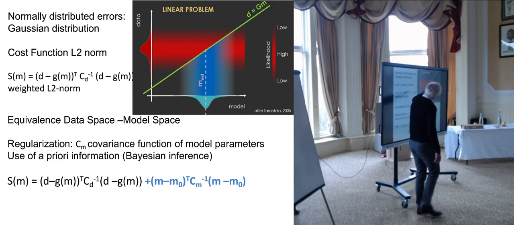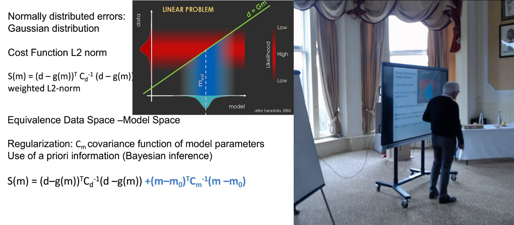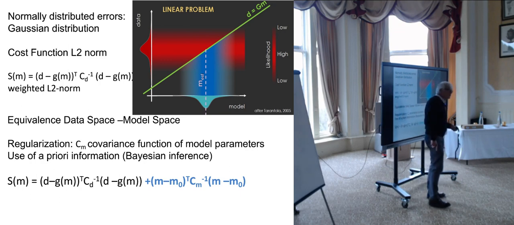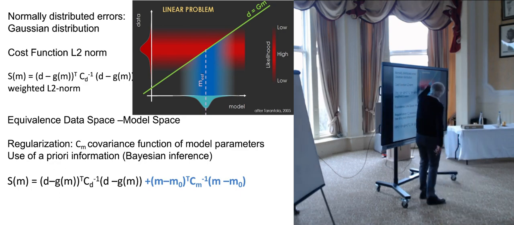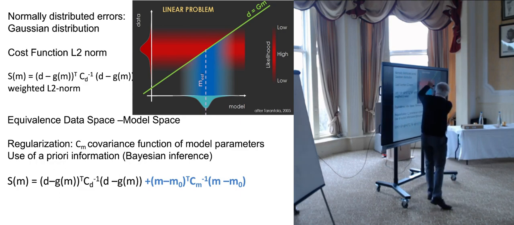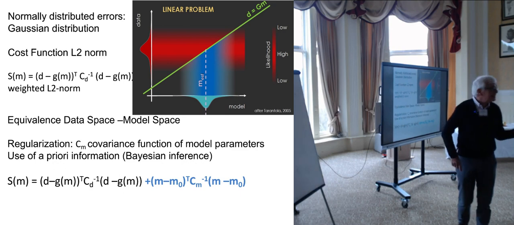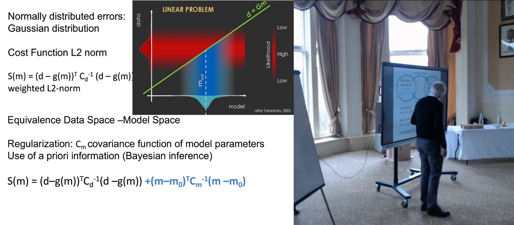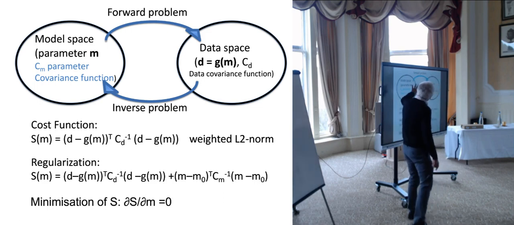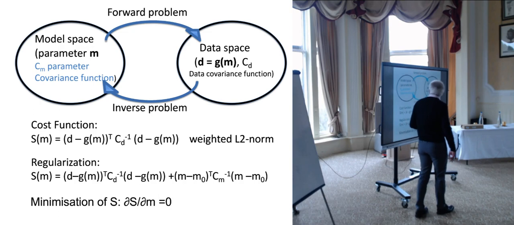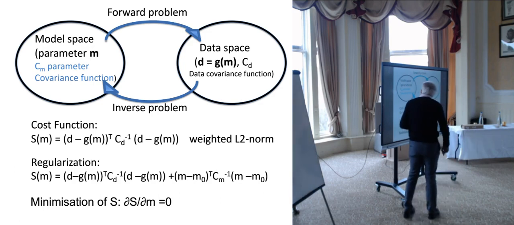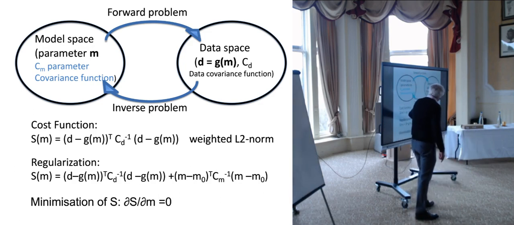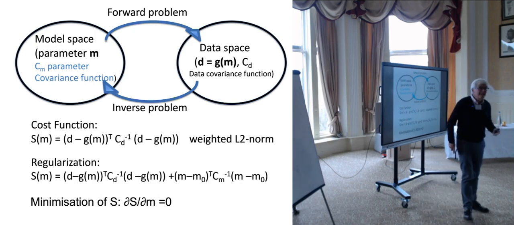And that's to illustrate this figure. We have for the data a Gaussian distribution. For the model parameters, we also have a Gaussian distribution, and we try to find the best solution, and you see that you have to combine both kinds of information on the data and on the model parameters. So to go back, now we have these two spaces, data space and model space. In both spaces, we have defined covariance functions, one for data, one for model parameters. And in regularization, we have to find the minimum of the cost function.